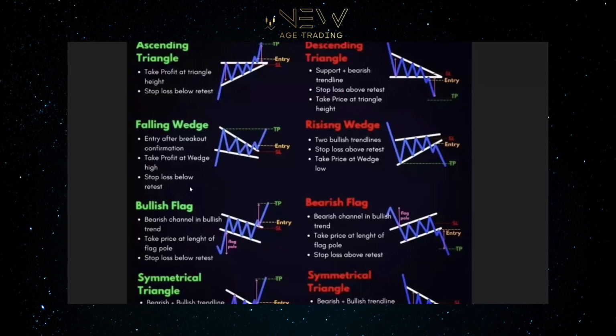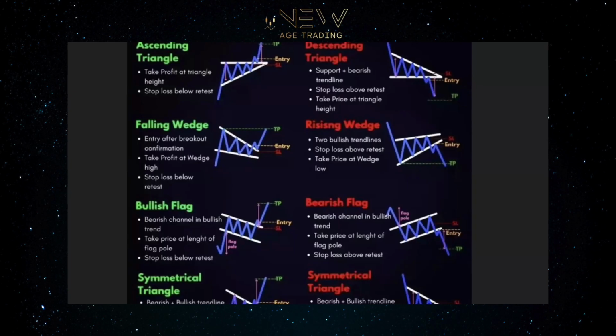And then bullish flag, bearish. You want to see a bearish channel and a bullish trend. So basically, you want to see consolidation after a move up. You want to wait for it to break above, take the entry on the retest, and stop loss under. Guys, every single bullish pattern has a bearish pattern that goes with it. But what I want you to realize is that it's not rocket math. It's not so complicated.